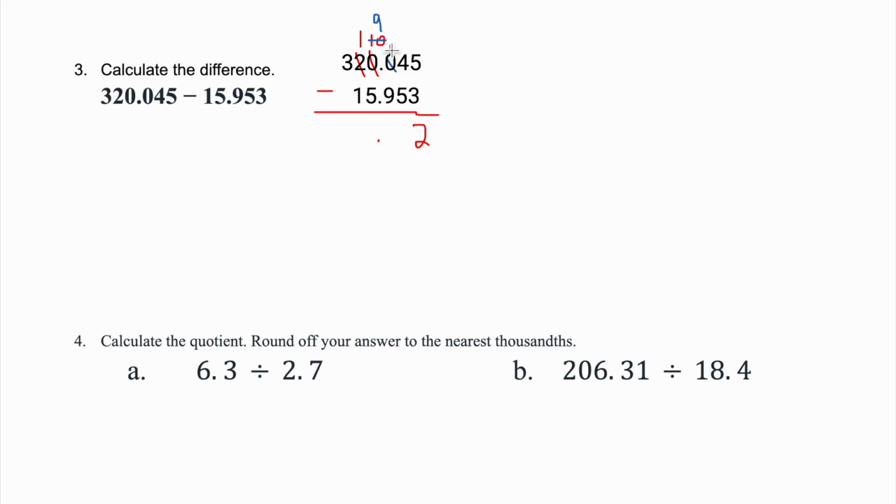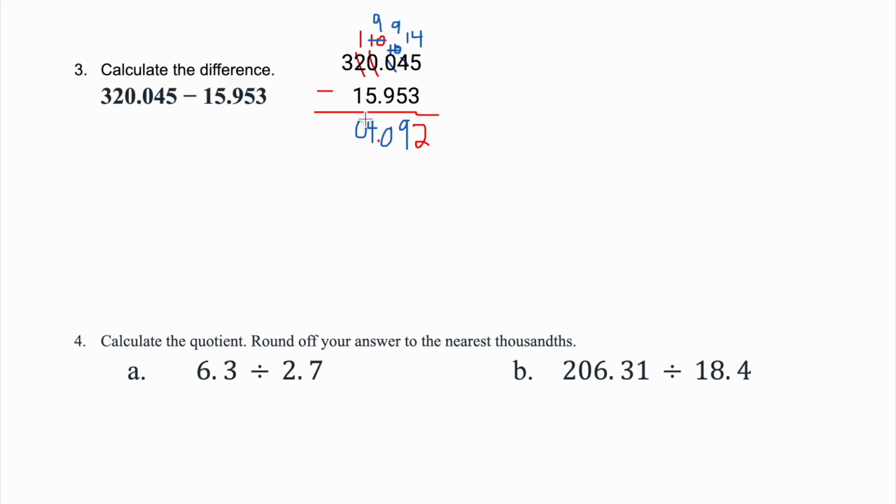This 0 becomes 10. And now this 4 can borrow from 10. So this 10 becomes 9. This 4 becomes 14. 14 minus 5, I get 9. 9 minus 9 is 0. So this 0 matters. It's in the middle. It's not at the end. 9 minus 5 is 4.